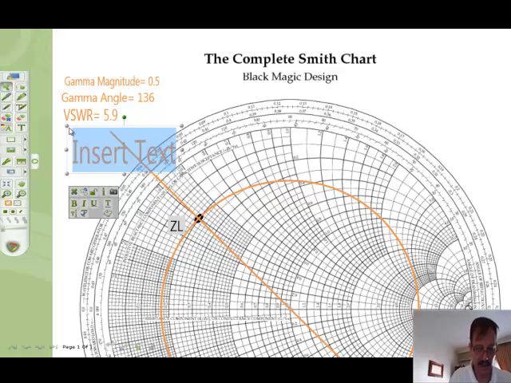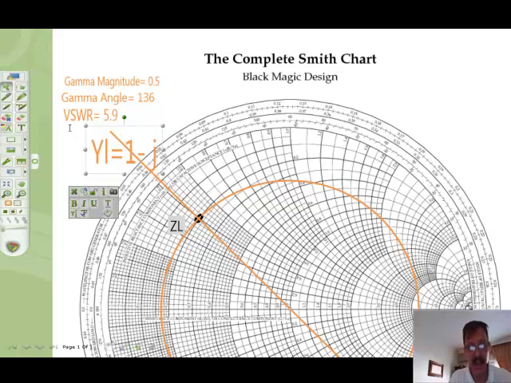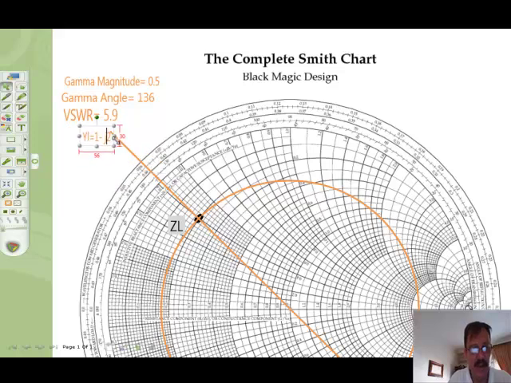So really, YL is equal to, because it's in the upper half of the Smith chart, plus 2, and that is the value of admittance that we have for this.